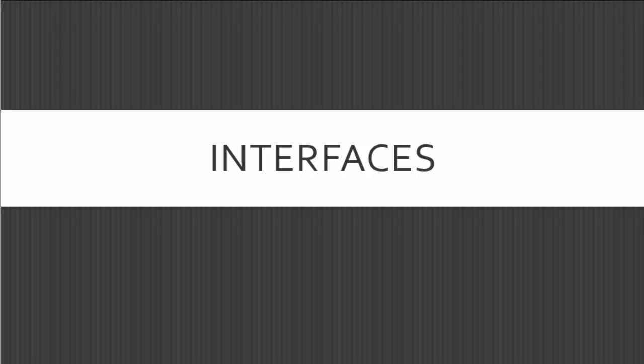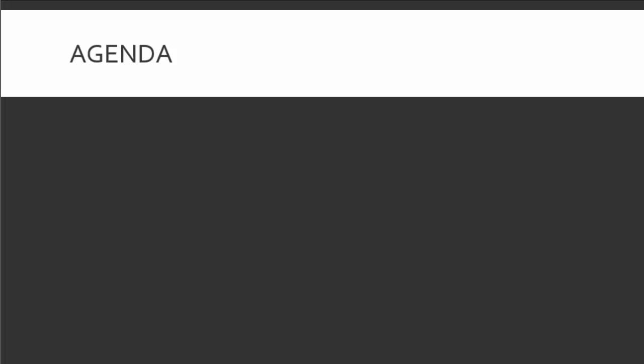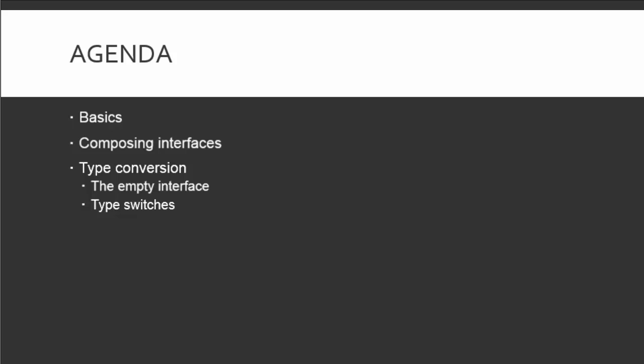So we're going to start this conversation like we start every conversation by introducing the basics. So we'll learn what an interface is and how to use them in the language itself. Then we'll move on to discuss how to compose interfaces together. Now, just like in other high-level languages such as Java or C#, we can actually make interfaces of interfaces. And we'll talk about how to do that and why that's a very good thing to do when you're writing your Go applications. Then we'll talk about type conversion.